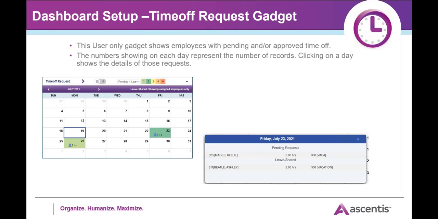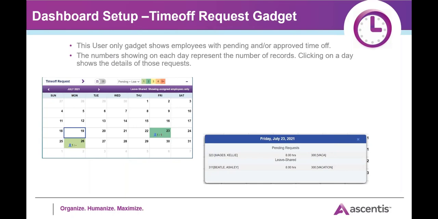The time off request gadget is a user-only gadget, and this is going to show you employees who have pending and approved requests in the system. There's some configuration you can do with this. On the image I have on the top left-hand side, we're actually viewing pending and approved. So if you look at July 23rd, you're going to see a number 1 in blue and a number 1 in red. When I clicked into that day, it produced the image on the right-hand side, which is showing me that Kelly has a pending request for vacation and Ashley has an approved request for vacation under that leave share.